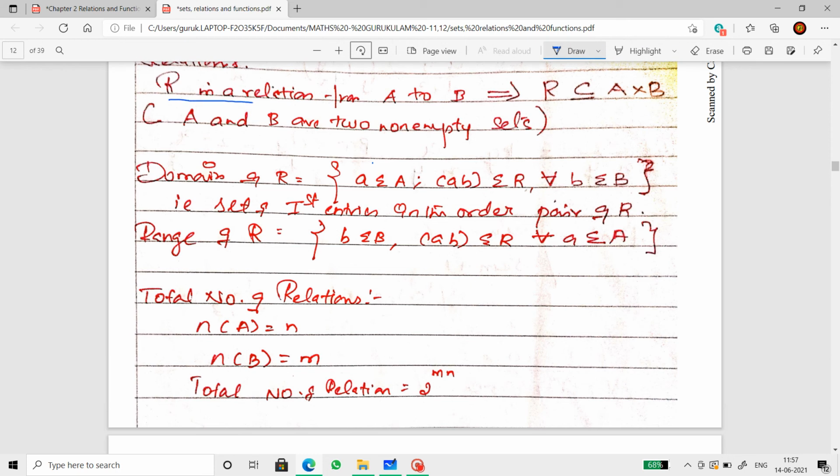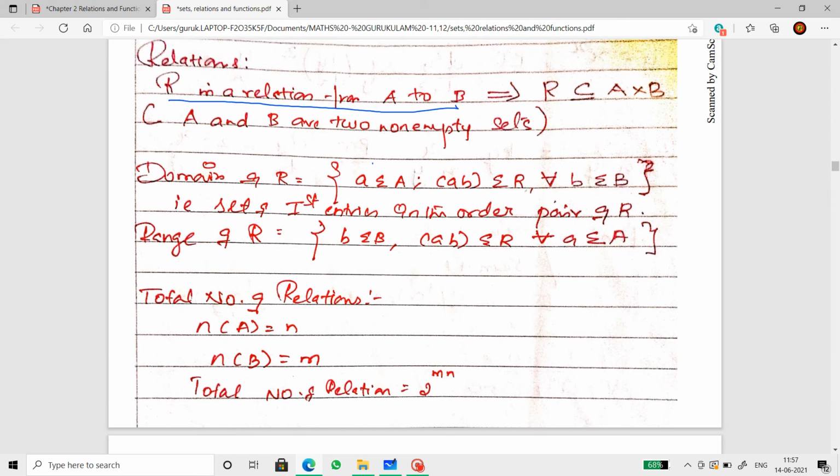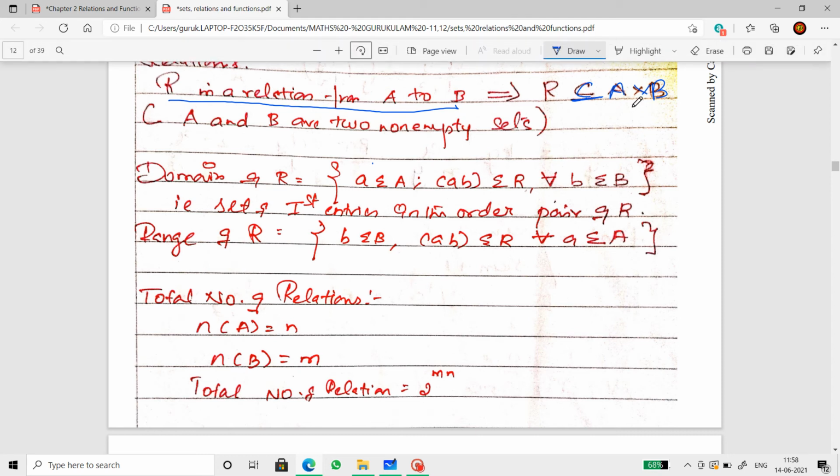R is a relation from A to B implies R is a subset of A cross B. R is a subset of A cross B. R is a relation from A to B only when R is a subset of A cross B. Now what is A cross B? A cross B is the Cartesian product of A and B.